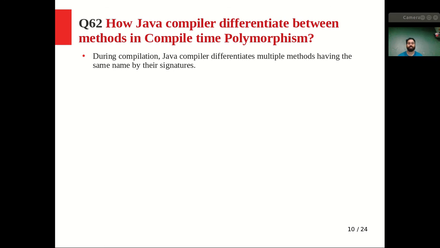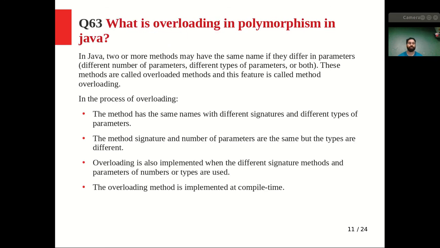Let's move to the next question: what is overloading in polymorphism in Java? Now we are going to see what method overloading is. In Java, two or more methods may have the same name. If they differ in parameters, meaning a different number of parameters, different types of parameters, or both, then these methods are called overloaded methods, and this feature is called method overloading. I hope you understand my point.